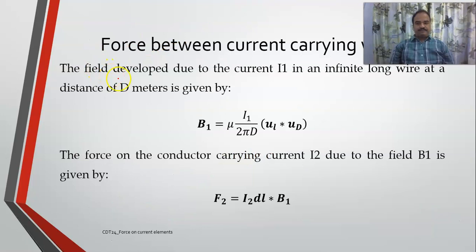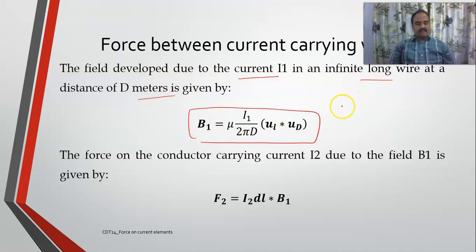Now the field developed by the current I1 in an infinitely long wire at a distance of d meters, this is the formula, right? I have already shown you in the previous figure that these are the two wires. I have taken this as the z-axis, this as the x-axis, and this as the y-axis. Both the conductors are now in the direction of minus z, so I'll take it as minus k. So UL is in minus k and UD is in the x-axis, so I'll take it as I bar.